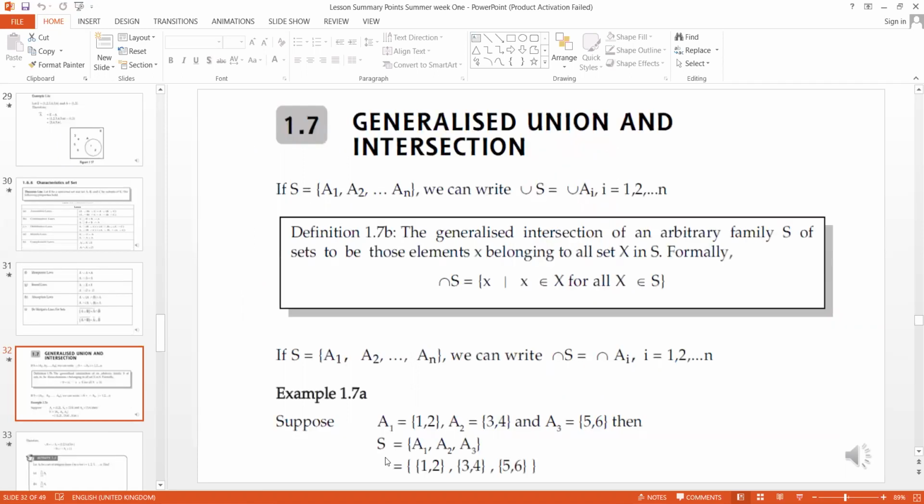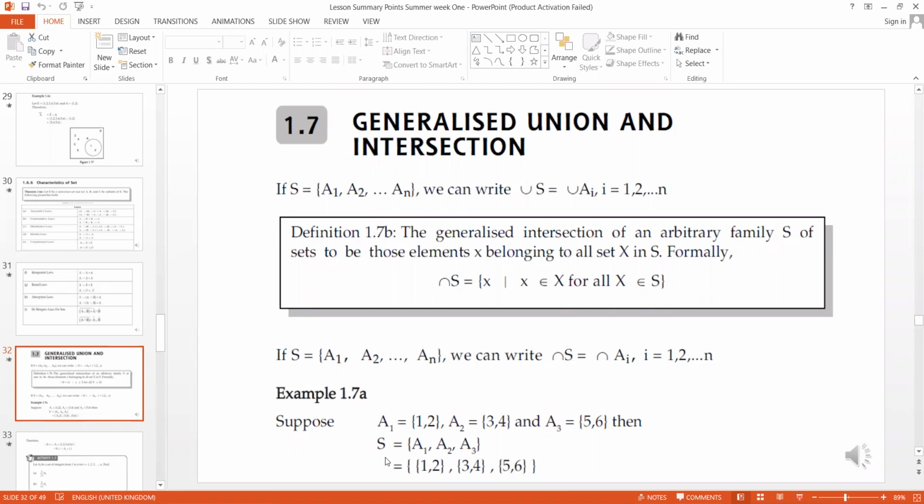Then we also have the generalized union and the generalized intersection. So for a generalized union, we are saying that's the combination of a number of sets, combination of unique elements, whereas the generalized intersection will be what? The combination of the intersecting elements or the common elements to all the various sets.